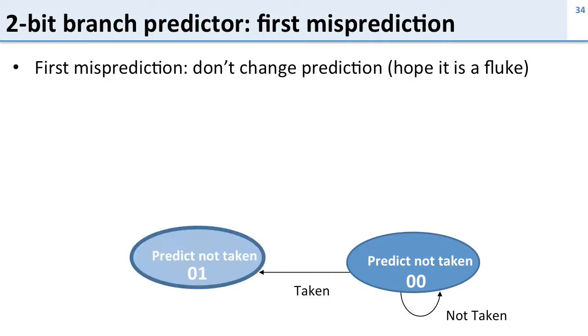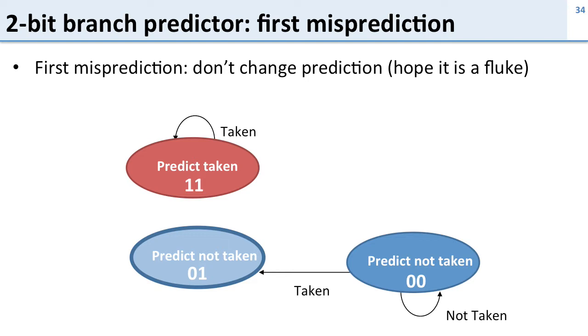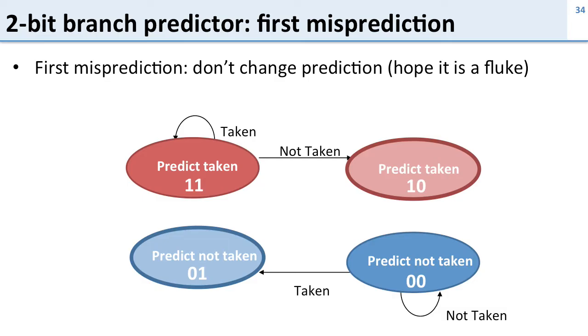Well, in this case, we go to predict not taken still, but this is the weak state. So we stay there as long as we have another not taken. Similarly, if we're predicting taken, we stay there, and then if we have one not taken, we're going to go to weak predicted taken. So with one misprediction, we keep predicting what we saw before, hoping that that was just a fluke and we'll go back to what we thought we had before.